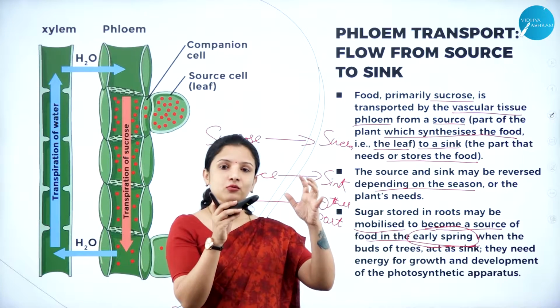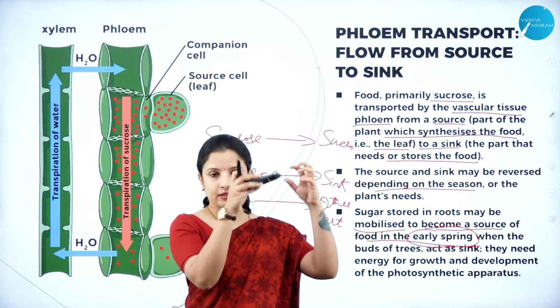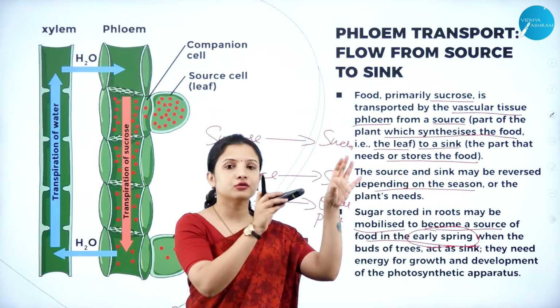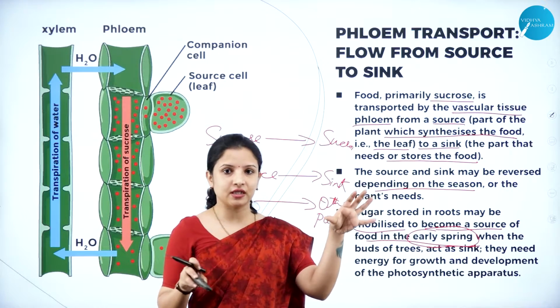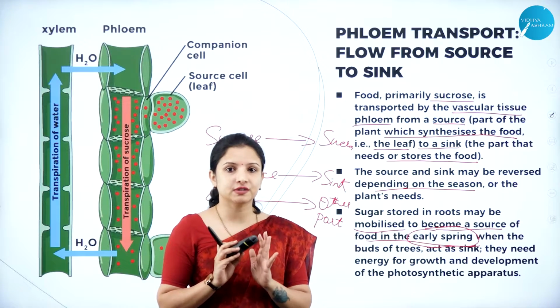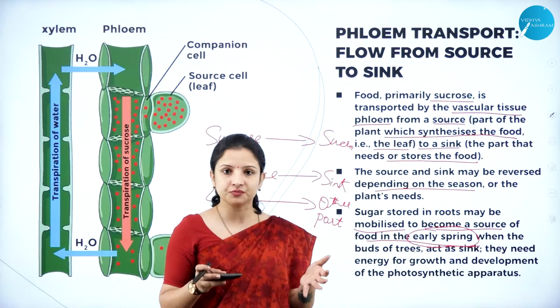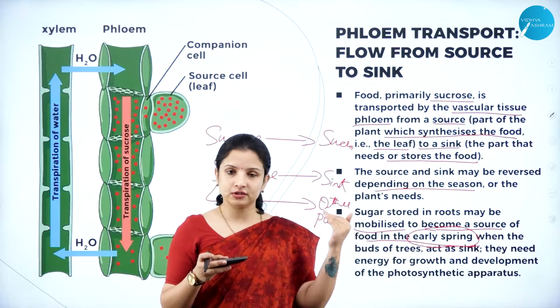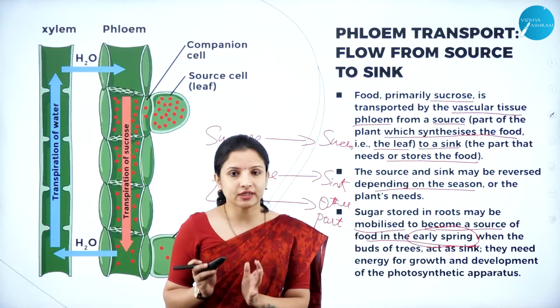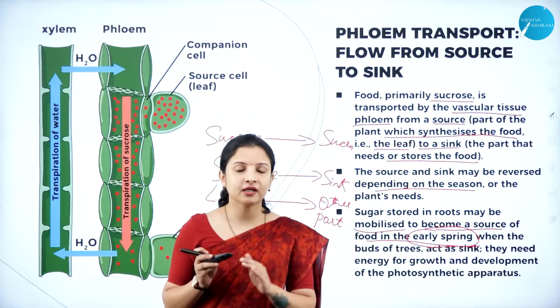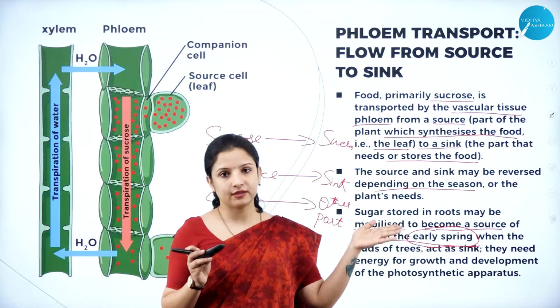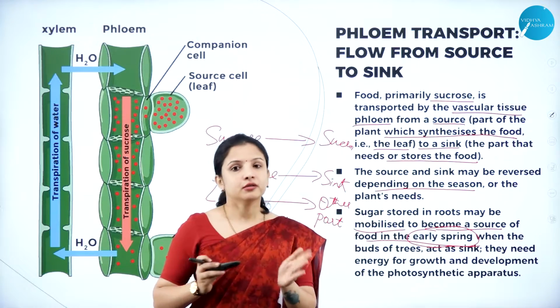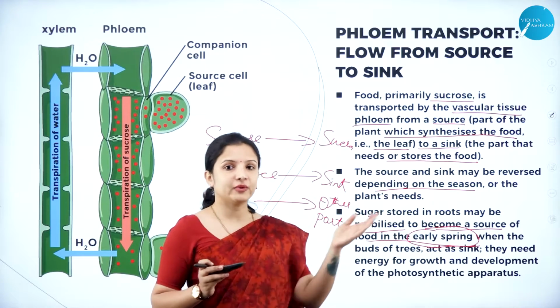During the other season, the leaf is the source, and the sucrose would have traveled to the root, which is the sink. Now in the root, lots of sucrose is there, which is being utilized for various purposes. During spring season, what happens? When the leaves have fallen, the sucrose that is in the root will be transported to the leaf. So here, the root becomes the source and the leaf becomes the sink.